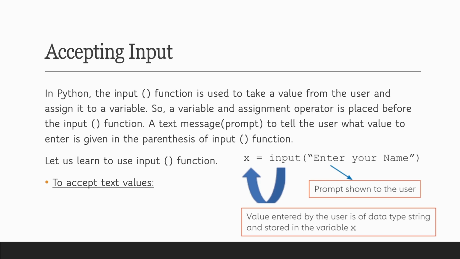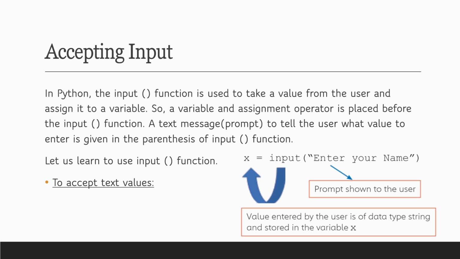Whatever value the user types in response to the prompt is stored as a string in the variable x. The key points to note: prompt shown to the user. The prompt like enter your name appears on the screen to guide the user to enter their name. Value entered by the user. The value that the user enters is of the data type string, which is then stored in the variable x.